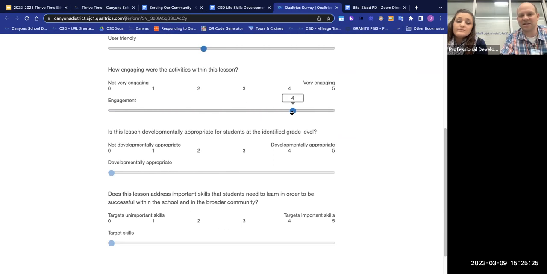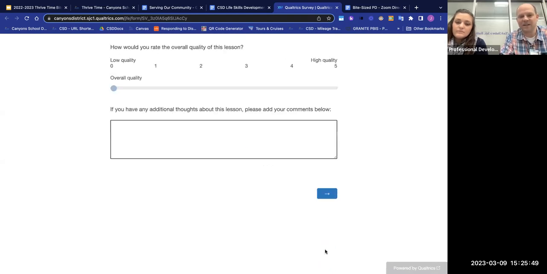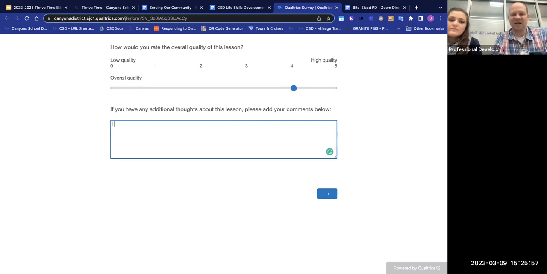How engaged were the students? Did it work well for them, or did you really have to pull some tricks to keep them going? Is it developmentally appropriate? In other words, does it fit that grade level, in this case an 11, 12 year old? And then, is it targeting skills that are important for your kids to learn? So are we hitting the mark as far as teaching them the right things? So I'd hit next, you hit an overall quality, and you might have additional thoughts. I thought this was a good lesson.